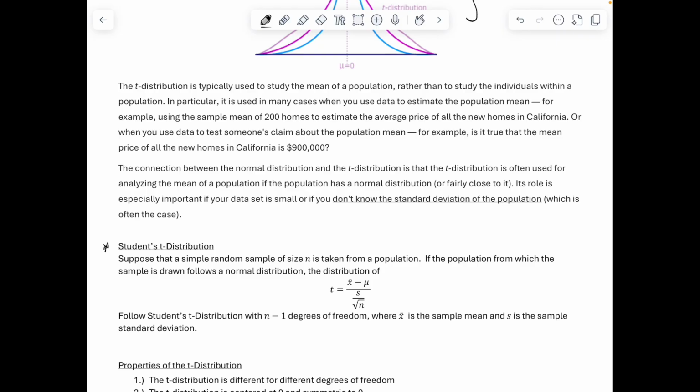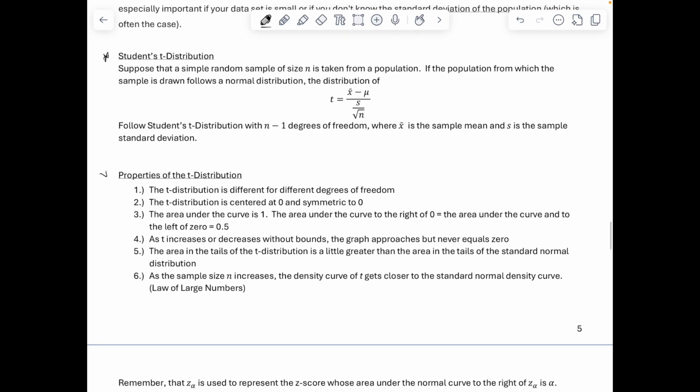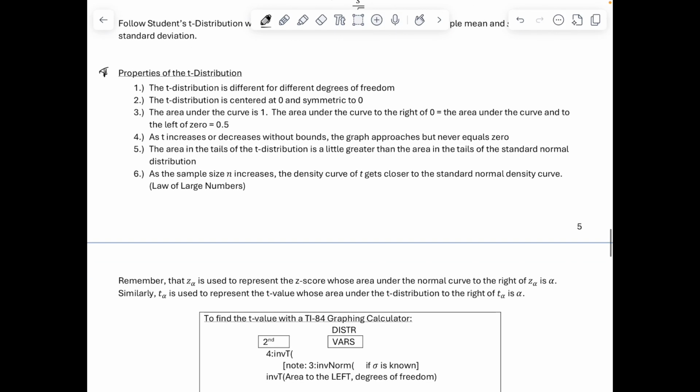So suppose that a simple random sample of size n is taken from a population. If the population from which the sample is drawn follows a normal distribution, the distribution of t equals x bar minus mu over s divided by the square root of n, which is our sample size, follows a student's t-distribution with n minus 1 degrees of freedom, where x bar is the sample mean and s is the sample standard deviation. Right below this we have some properties of our student t-distribution.